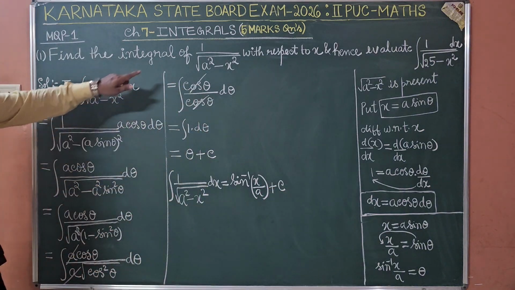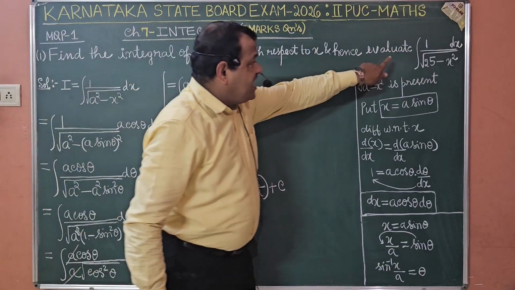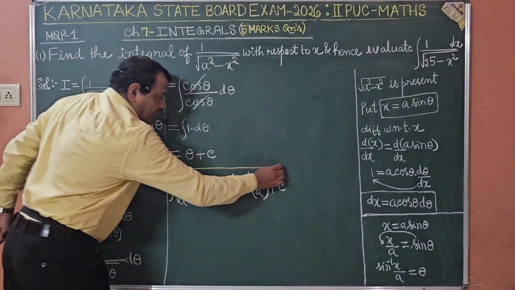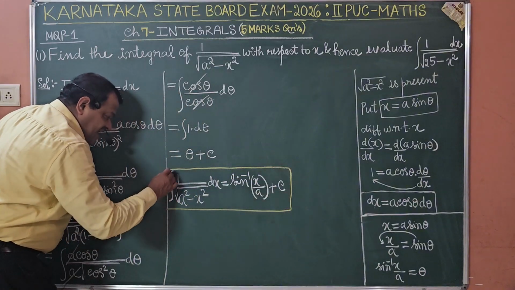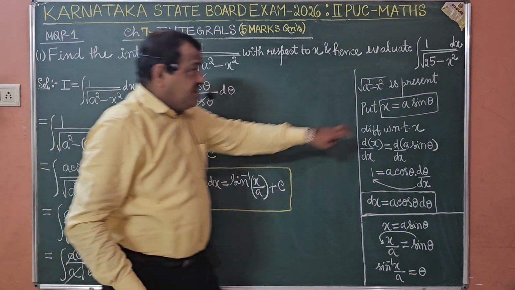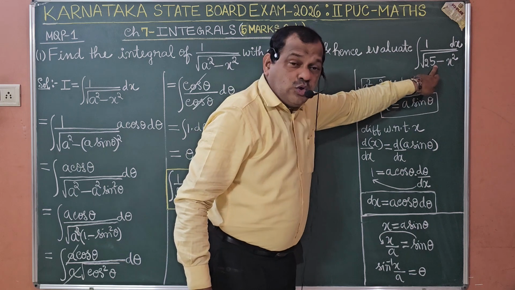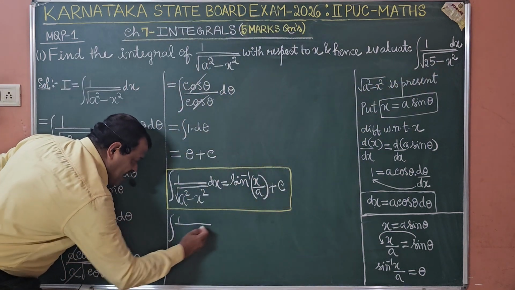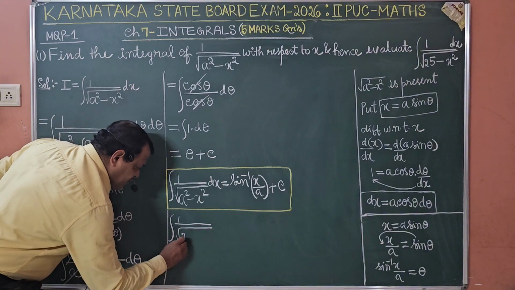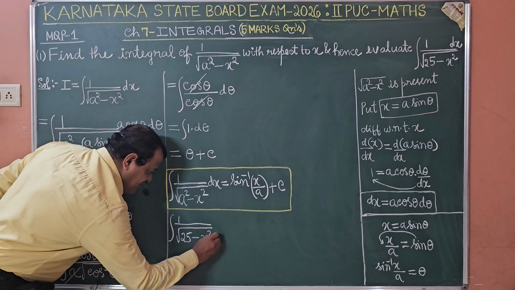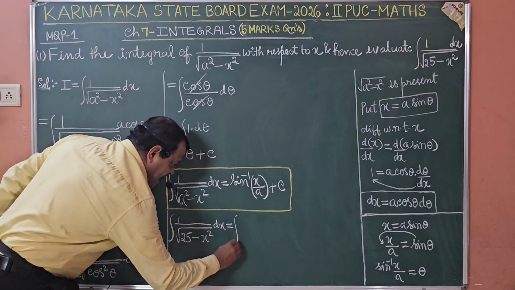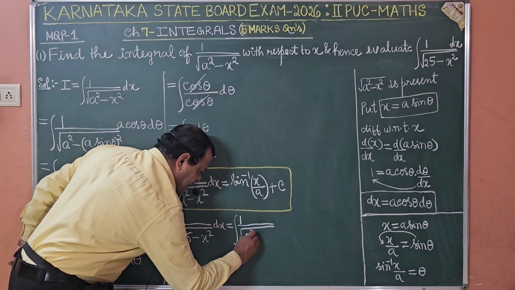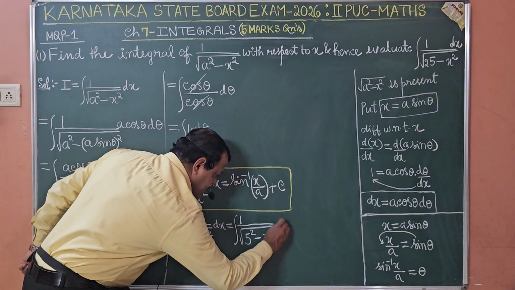So the first half of the answer is over, but they have said hence evaluate, meaning using this as a formula, evaluate the given question. The given question is integration of 1 by root of 25 minus x square. I will write 1 by square root of 25, I will write 25 as 5 square, so 1 by square root of 5 square minus x square, same dx.